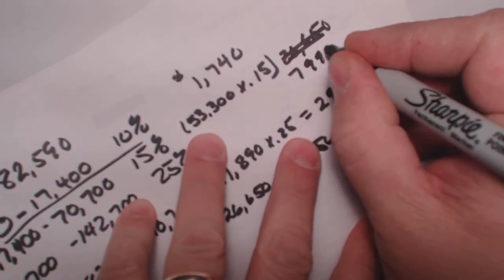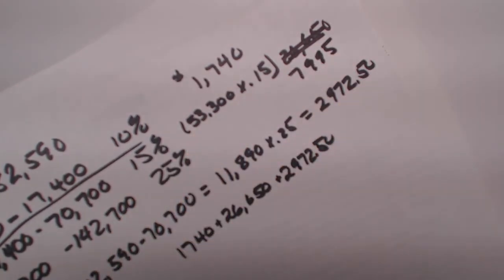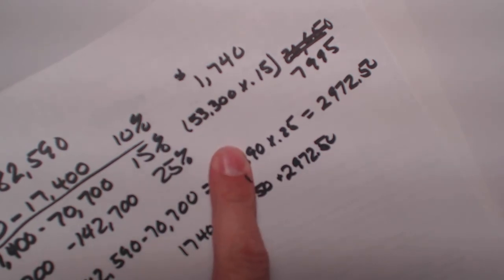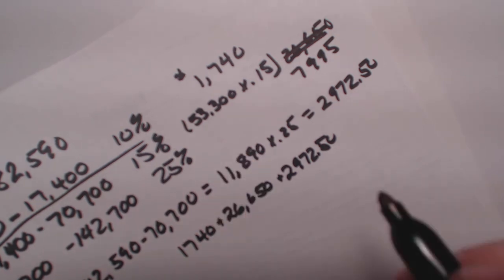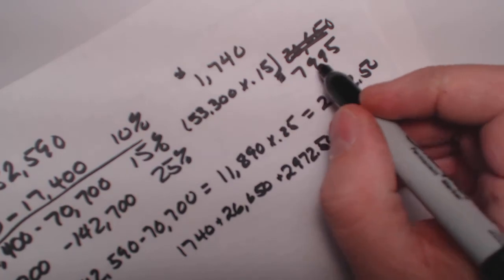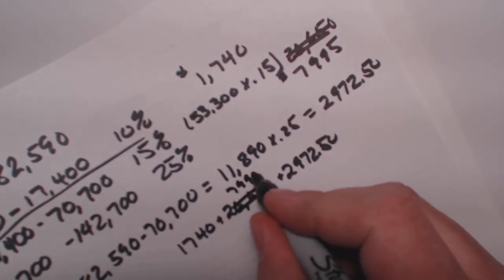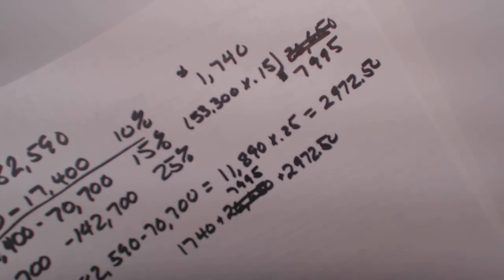It's $7,995. Let me do that one more time. It's 53,300 times 0.15. Yeah, $7,995. I apologize. So what we're going to do is I'm going to change it down here. This is why I always double check. And plus, so I'm going to add that to the memory, and then we're going to add 2,973. I'm just going to round up.